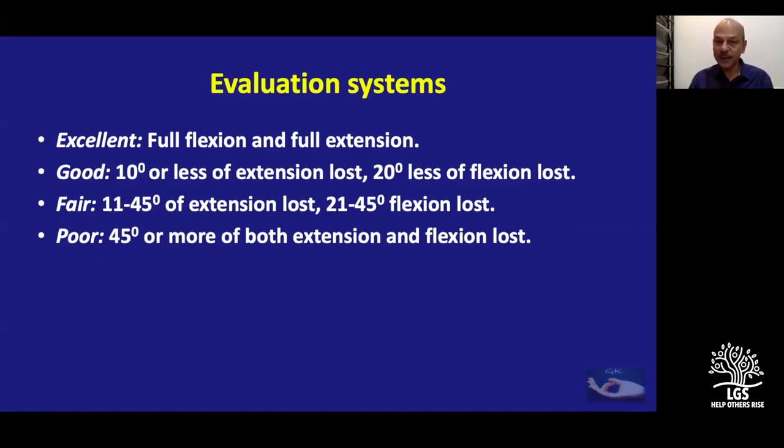So the evaluation of an extensor injury, mallet finger injury correction, can be called excellent if there is full flexion and full extension. It can be called good if there is 10 degrees or less of extension loss and 20 degrees or less of flexion loss, and fair if there is about 11 to 45 degree extension lag, and poor if more than 45 degree extension lag and flexion loss is also more than 45 degrees. So your treatment can result not only in not getting a good extension, it can also prevent the flexion from occurring. So we need to be very careful when you choose the treatment protocol.